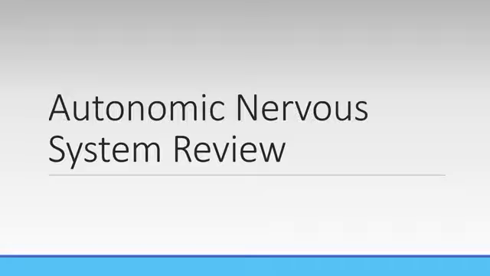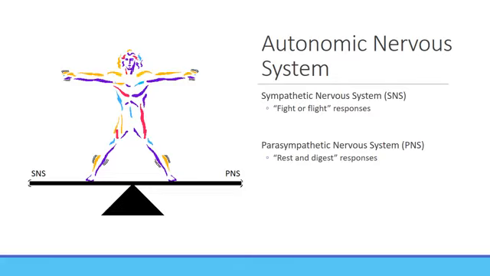Now moving on, we'll look at the autonomic nervous system. As I mentioned before, the autonomic nervous system is really subdivided into two different categories. You've got the sympathetic nervous system, which is primarily, as you're well aware, the fight or flight responses. And then you've got the other branch, which is the parasympathetic nervous system, and that's kind of your rest and digest responses.